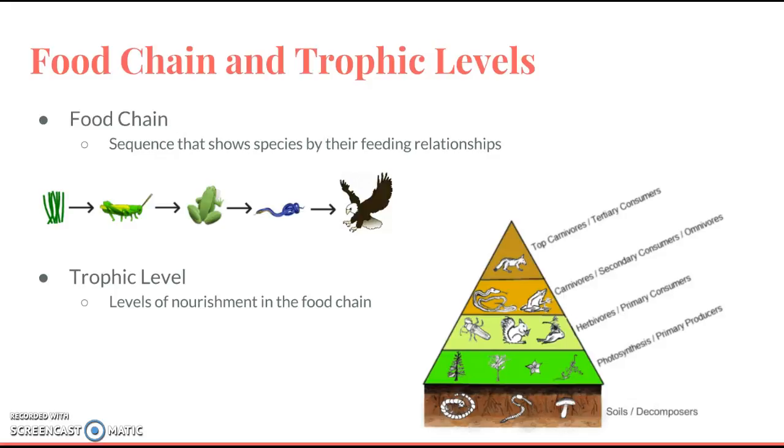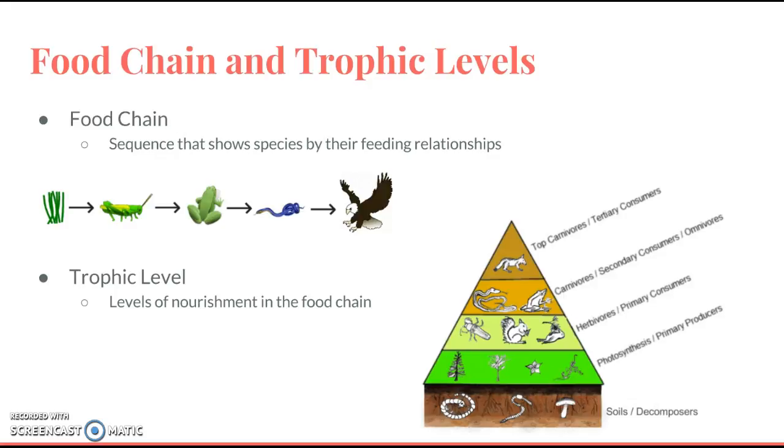So you have your food chain and trophic levels. Your food chain is going to be a simple feeding relationship between plants and animals. So if you can see this one, you have your grass, which is going to be eaten by the grasshopper, which is going to be eaten by the frog, which is eaten by the snake, which is eaten by the eagle. So that's an easy example of a food chain.